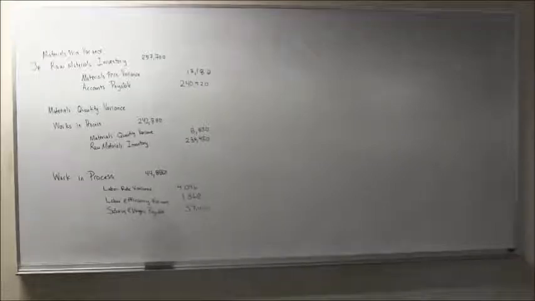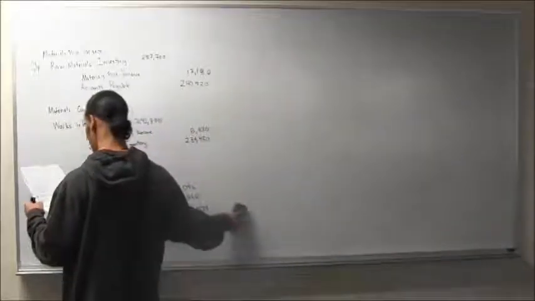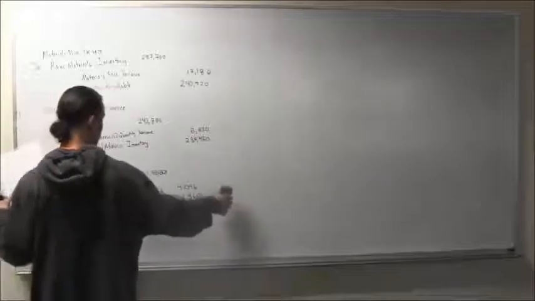So now we're on number 4. Dillon Corporation. The Dillon Corporation makes and sells a single product. Overhead costs are applied on the basis of standard direct labor hours. Calculate the variable overhead rate variance, overhead efficiency variance, fixed manufacturing overhead budget variance, and the overhead volume variance.